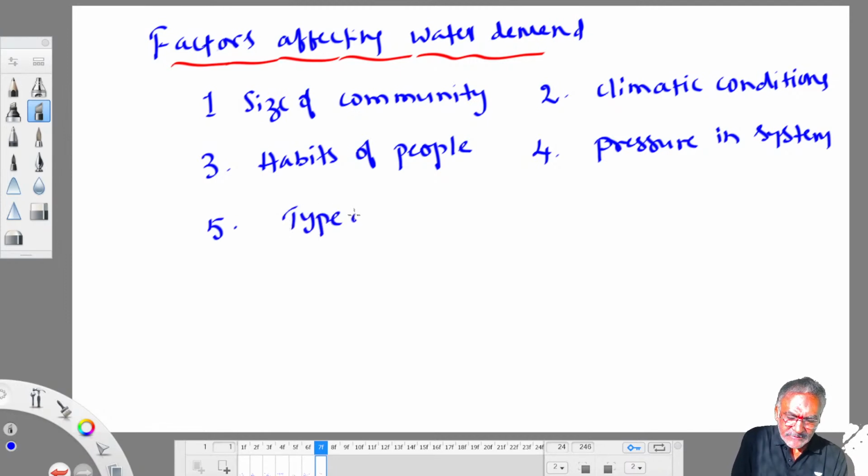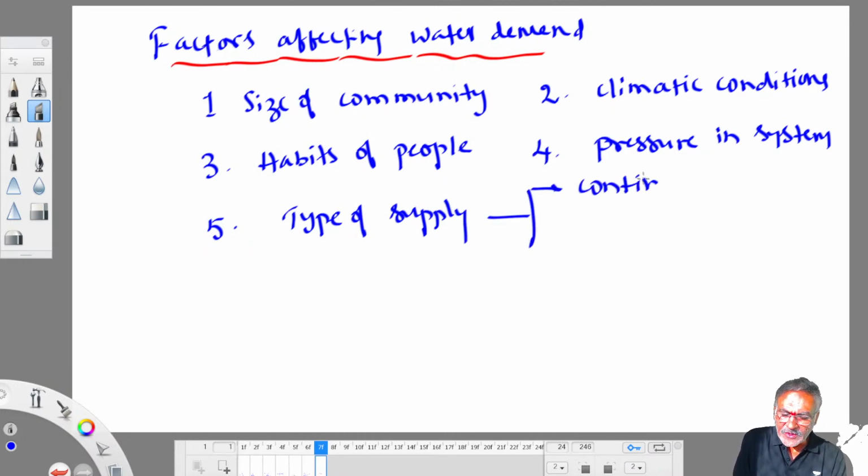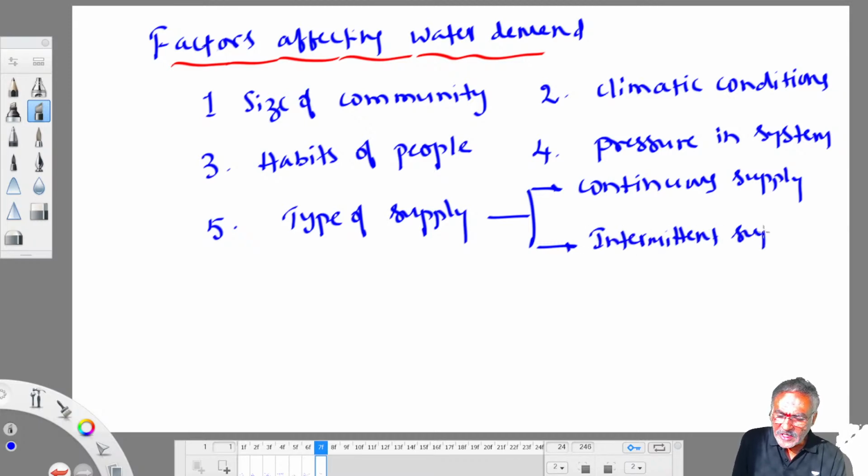Type of supply. There are two ways we supply water: continuous supply and intermittent supply. Continuous supply means round the clock supply, 24 hours. Then obviously demands will be more. With intermittent supply, demands will be less. Intermittent supply means supply is made only during fixed periods of a day, once in a day for 2 hours, or 1 hour, or once in every alternate day. Supply is made to the public. Mostly in India we have intermittent supply only.